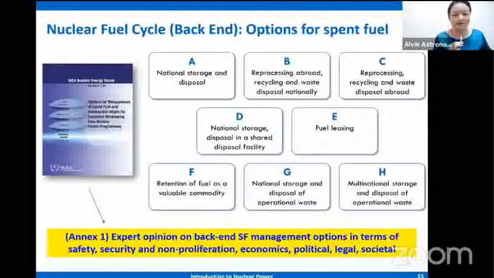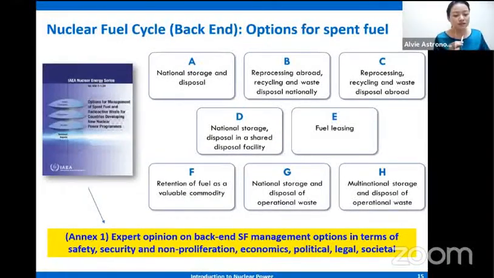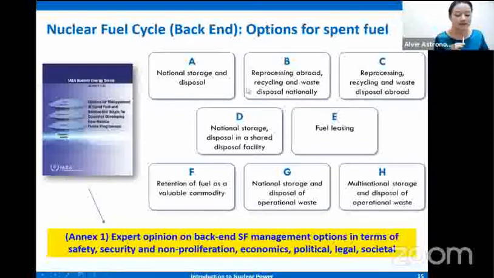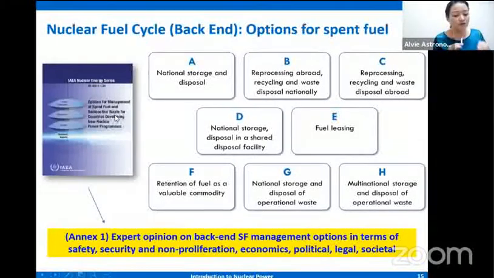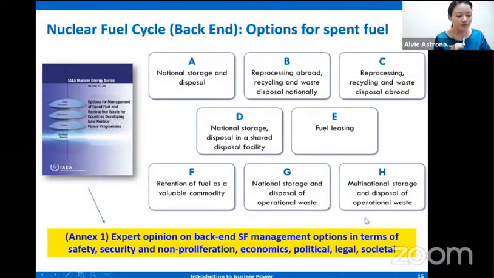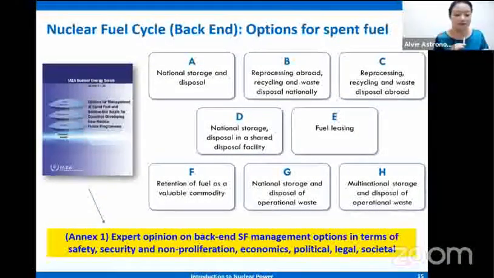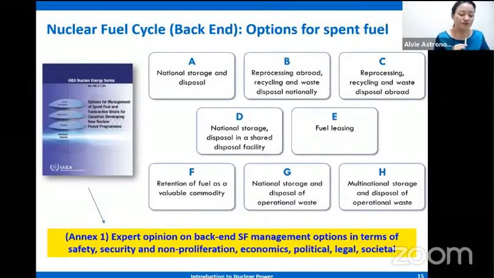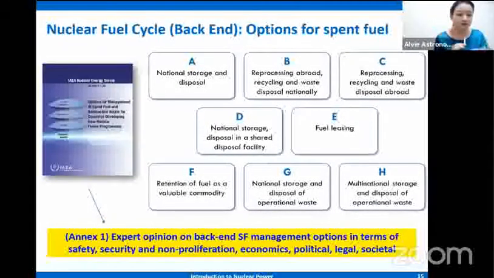For more details about the other options for spent fuel, you can go to this document. It's easily searchable in Google. You see here that there are 8 options being considered. In this document, there are expert opinions on the back end of the fuel cycle, and they provide inputs or assessments of these options based on safety, security, non-proliferation, economic, political, legal, and societal effects.